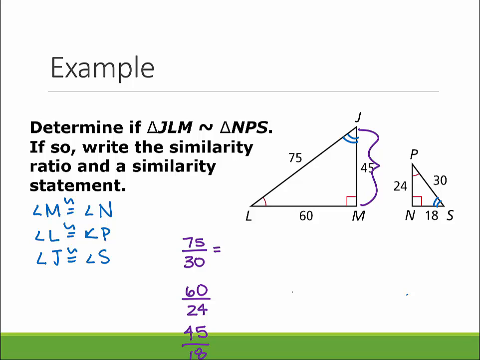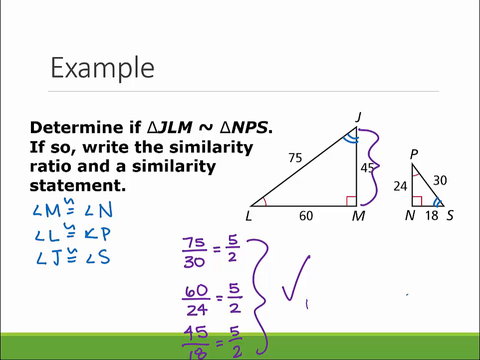So 75 divided by 30, 15 goes into both of them. 15 goes into 75 five times and into 30 twice. 60 divided by 24, 12 goes into both of these. 12 goes into 60 five times and into 24 twice. And then 45 and 18, 9 goes into both of these. Because all of these are the same, that means that these have to be similar.